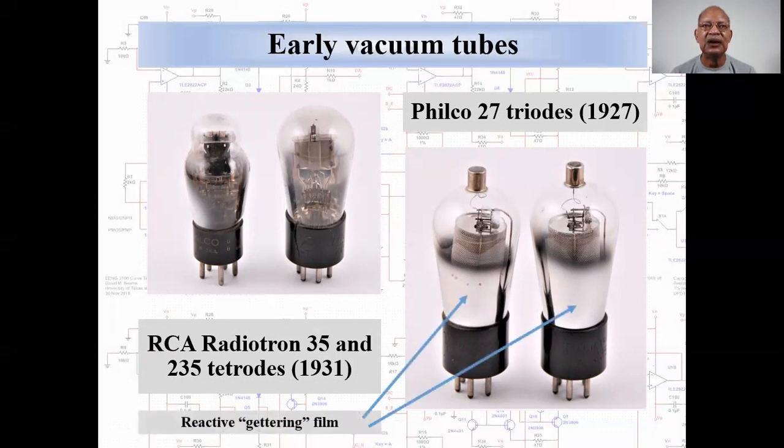Notice the silver coating inside the tube. This was a thin film of a chemically reactive metal whose purpose was to react with and bind any stray gas molecules that remained in the envelope when it was sealed. The process of using a reactive film to capture stray gas molecules was called gettering.